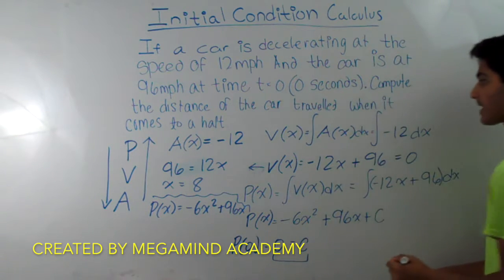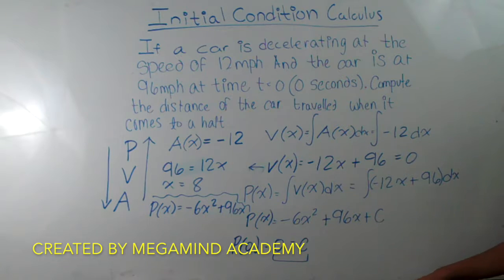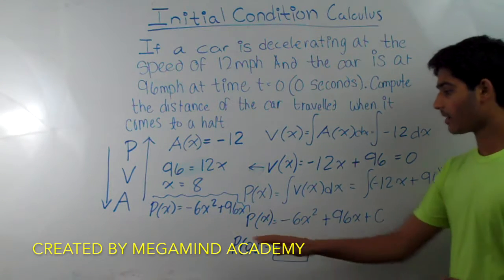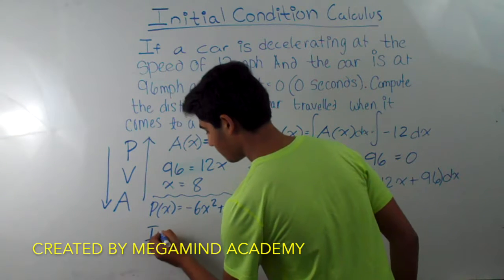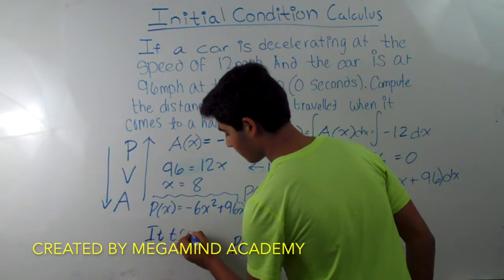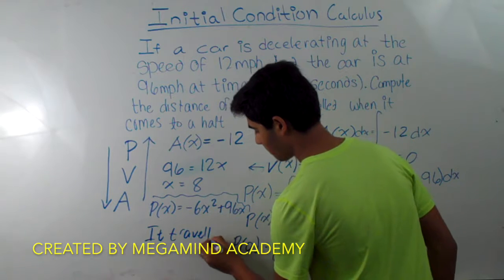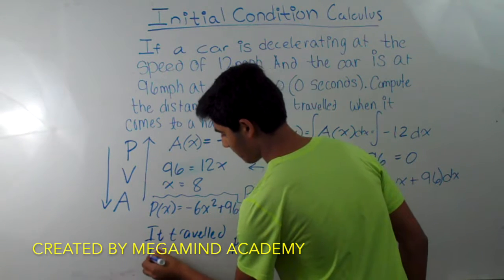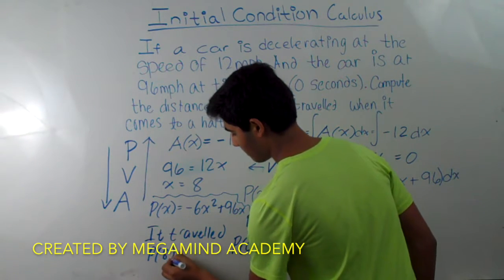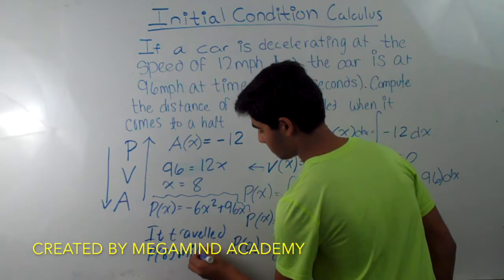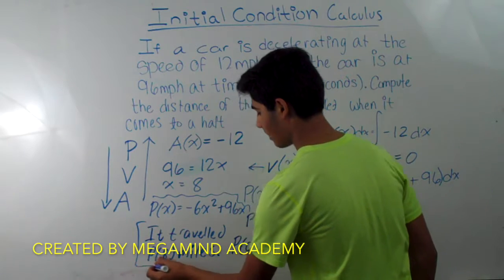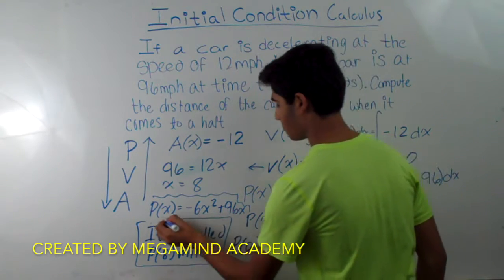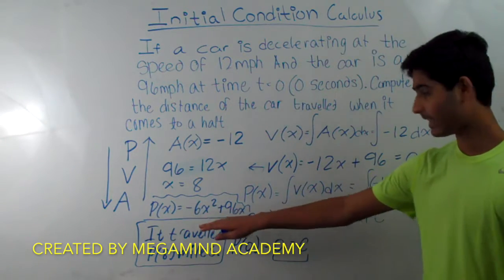Now the problem asks how far the car has traveled when it comes to a halt. Because I don't have any space here, I'm just going to say that it traveled p of 8 miles. In reality though, on a test or something, you would have to compute that by plugging in 8 into the function.